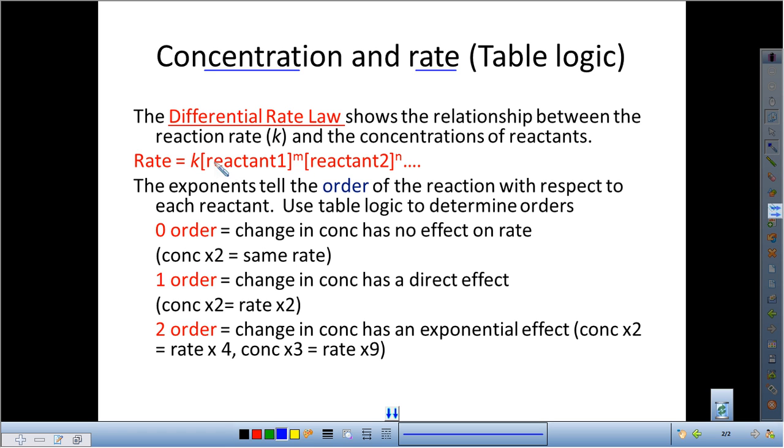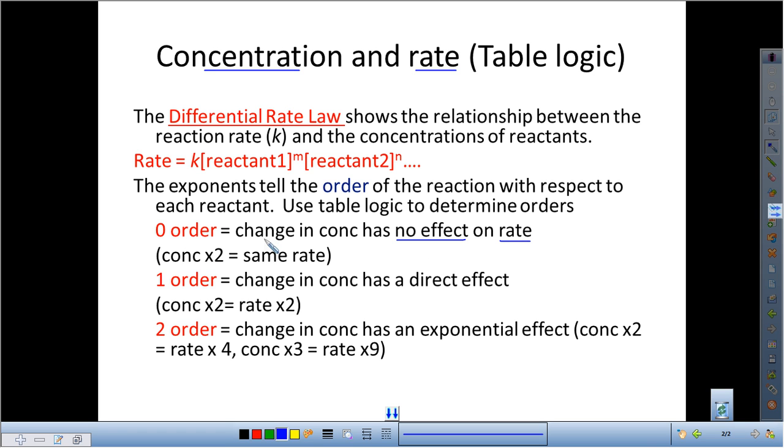Does changing the concentration of the reactant affect the rate of your reaction? And if it does, how does it affect it? All right. So there's 3 categories of orders. The first category is a zero-order reactant. And when you change the concentration, either you increase or decrease the concentration, it has no effect on the rate. No effect on the rate.